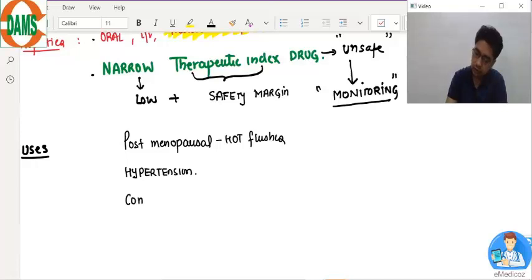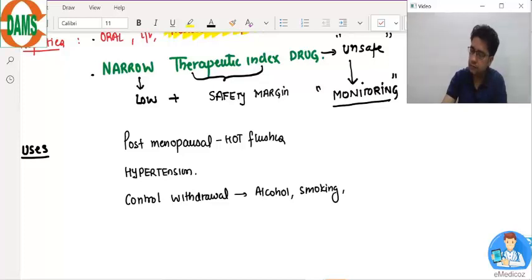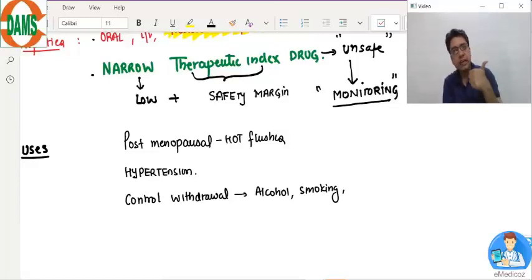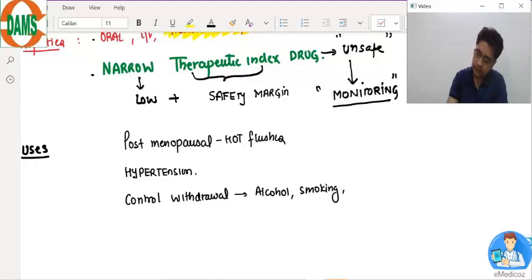Clonidine is given to control withdrawal of alcohol, smoking, and opioids. So drug withdrawal, we can give clonidine. Any drug withdrawal, you can give clonidine. Then, clonidine is given for diabetic diarrhea.